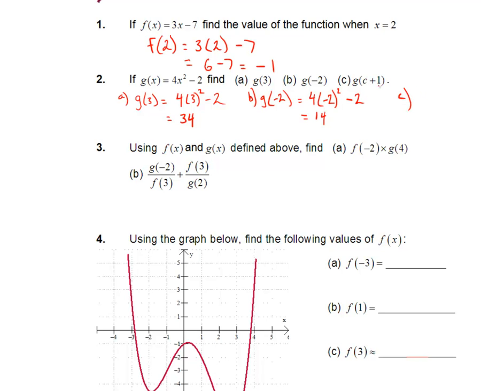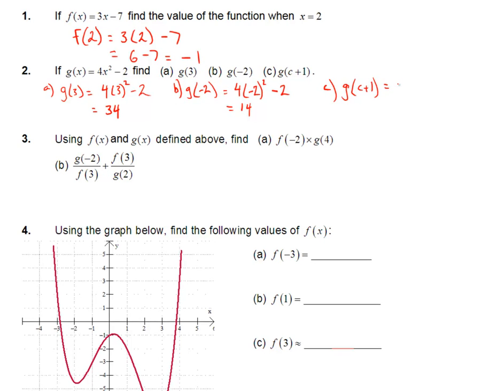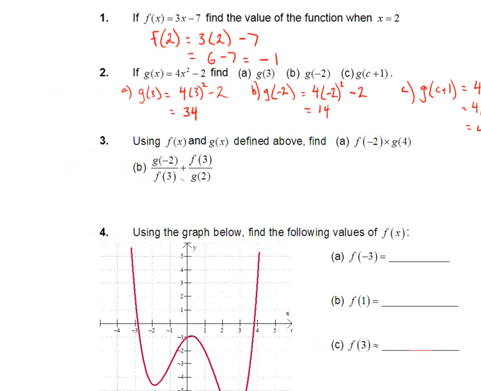And the last one, it says g of c plus 1, so we do the same thing, g of c plus 1. Simply replace x with c plus 1, and that's all squared, minus 2. And we can simplify that. That would be 4 times c squared plus 2c plus 1, if we do our algebra there, minus 2. And that's 4c squared plus 8c, plus 4 minus 2 is plus 2. Then you should be able to simplify to that.